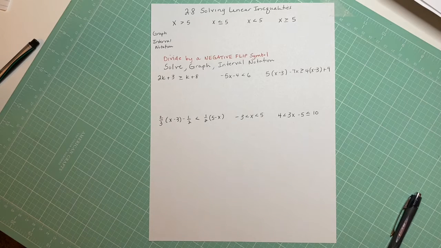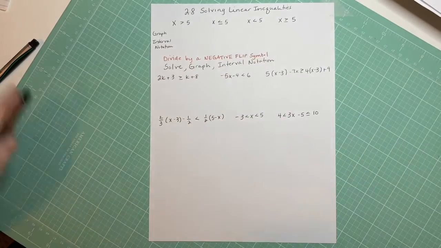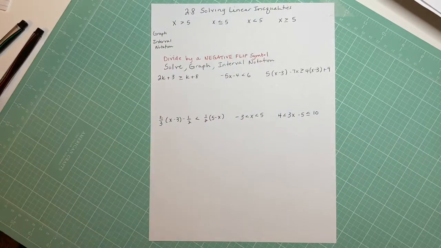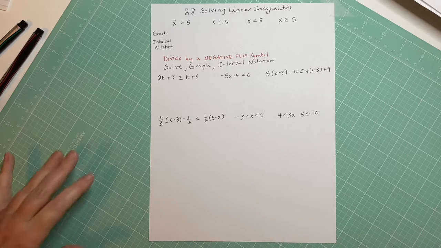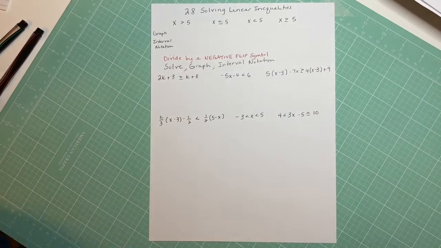Okay, today we're looking at 2.8, or solving linear inequalities. We've worked in chapter 2 on solving linear equations, and now we're going to use those same 6 steps that we've been working on all along. It's just now we're going to have inequalities and we're going to solve, graph, and write them in interval notation. So let's first look at how you graph an inequality.